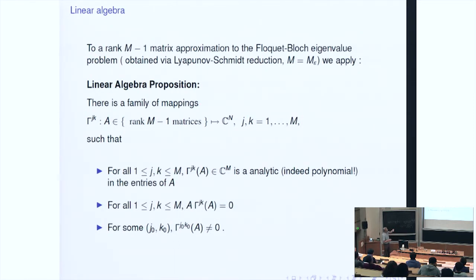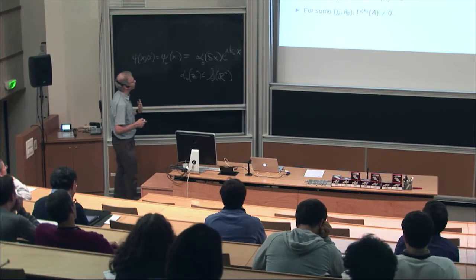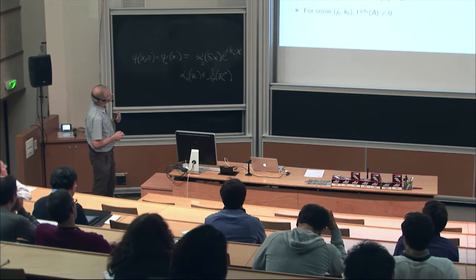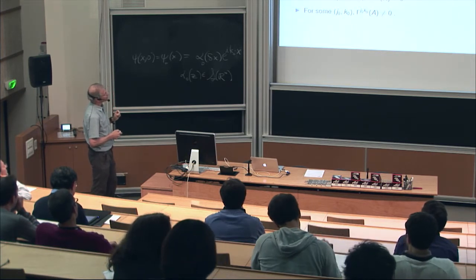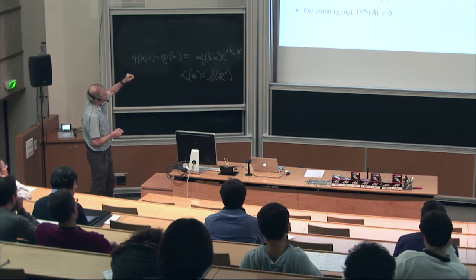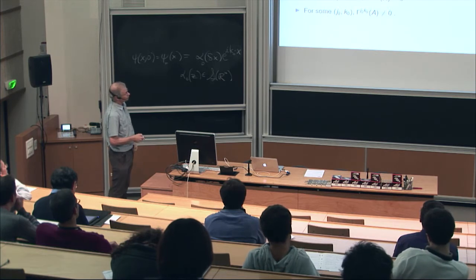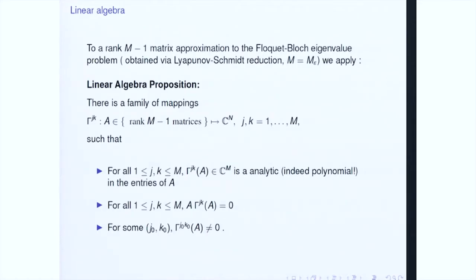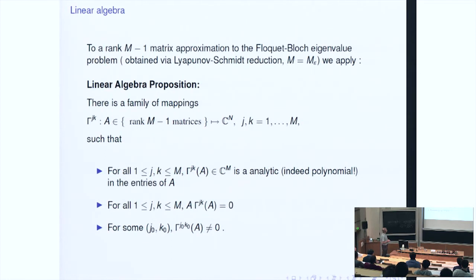And as parameters vary, that is, the entries of the matrix vary, we would like to have some kind of an analytic choice of eigenvector, and you can't do that even for 2 by 2 complex matrices. But what we find is that there is a map from the space of rank m minus 1 matrices with the following property. We can write down a list of functions, which are polynomial in the entries, with the property that each of these functions is an eigenvector, and one of them is non-zero. As you vary the parameters, there's always one which is non-zero.